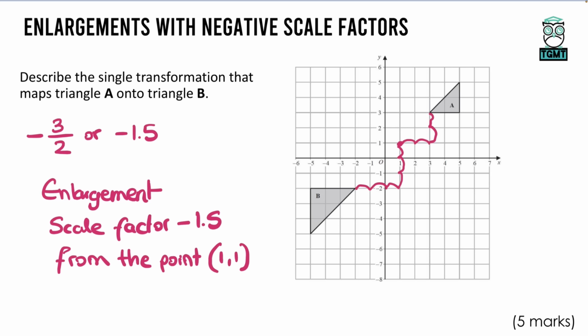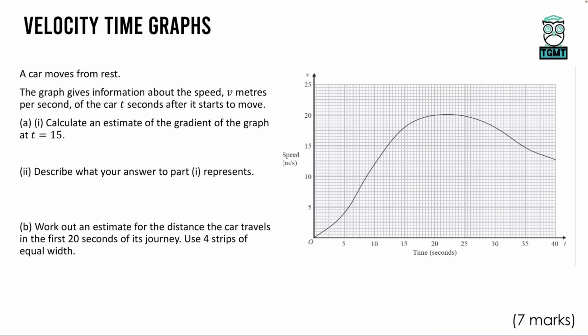And a very quick explanation now on how we actually do the enlargement ourselves also. Looking at a velocity time graph or a speed time graph, or this can be anything else that links through to time. This particular one is a speed time graph, and it says a car moves from rest. The graph gives information about the speed of the car after it starts to move. Calculate an estimate of the gradient of the graph at t equals 15.